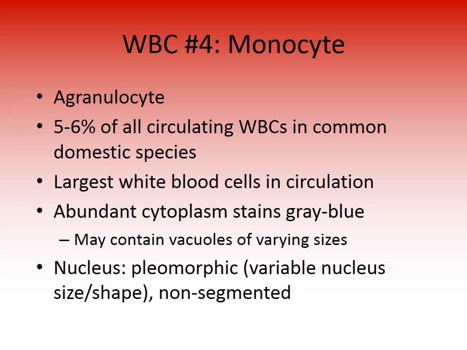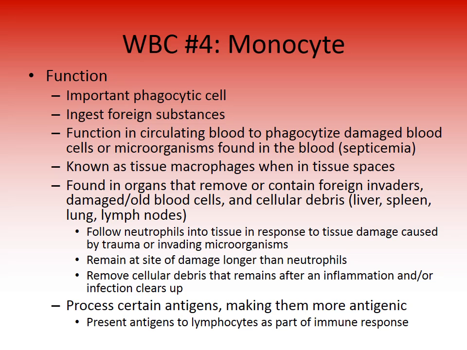And their nucleus is pleomorphic, which means that it has a variable nucleus size and shape. And it's non-segmented, so it doesn't take on the segmentation of the granulocytes. It just has a variability in size. I usually refer to the monocyte nucleus as looking like a blob, like someone just threw it in there and it blobbed down like a big blob. You'll see what I mean on the next picture. I guess the picture of the monocyte will be on the next slide.